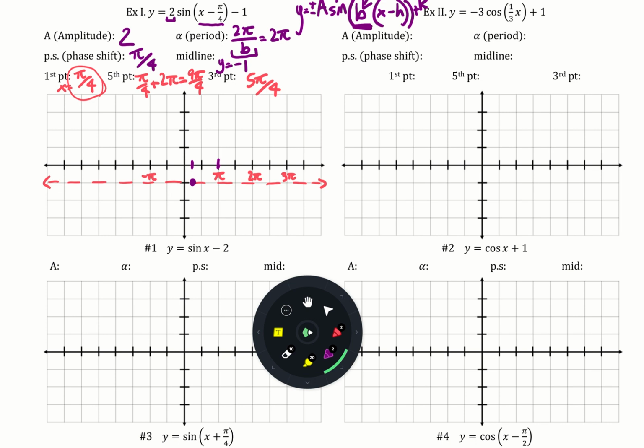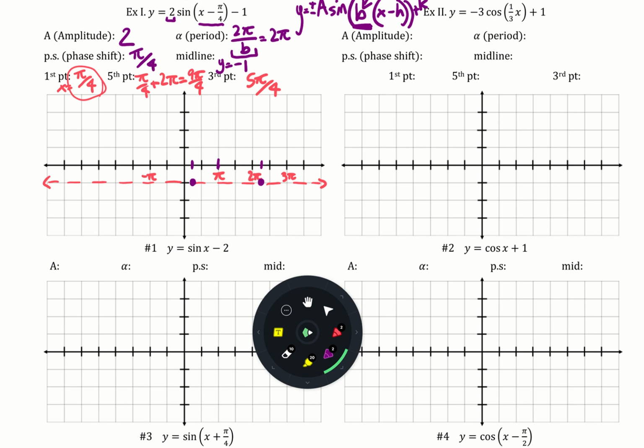Now I'm going to go ahead and jump to our 5th point. Our 5th point is where the cycle is going to end. That's going to be 9 pi over 4. So 9 pi over 4 is 2 1/4. So that's going to be where it ends. And sine ends at the same value in which it started. So if we start at -1, then we're going to be ending at -1.